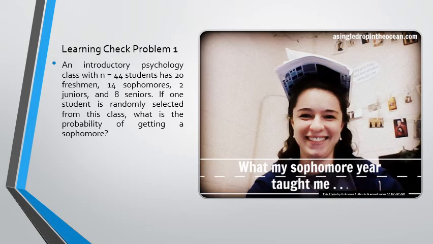Learning check problem 1. Go ahead and pause the video, see if you can solve the problem. An introductory psychology class with 44 students has 20 freshmen, 14 sophomores, 2 juniors, and 8 seniors. If one student is randomly selected from this class, what is the probability of getting a sophomore?